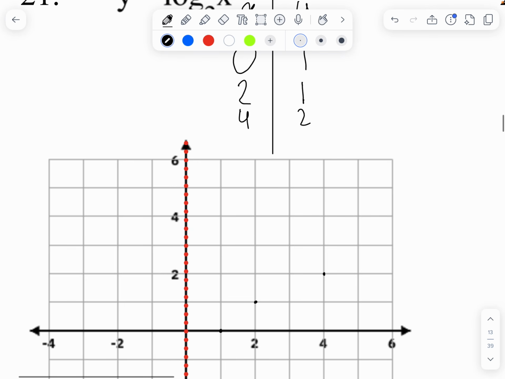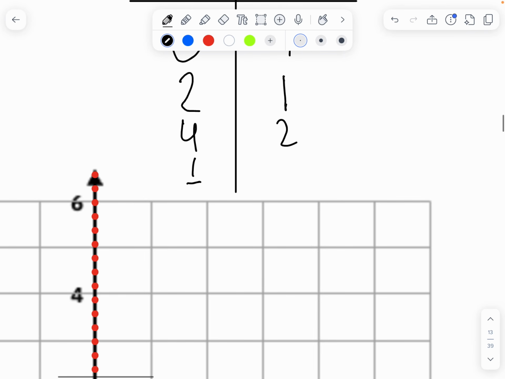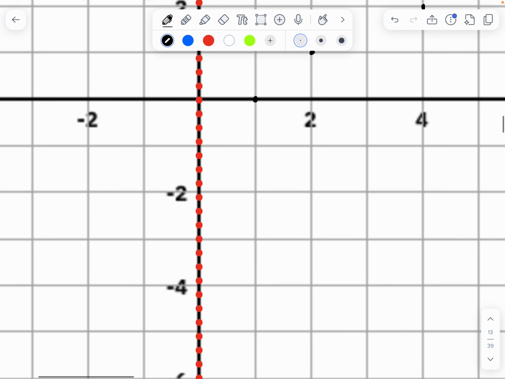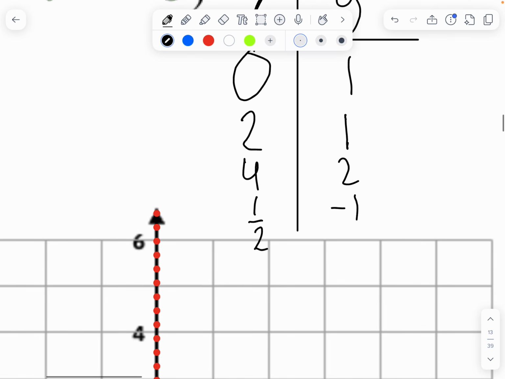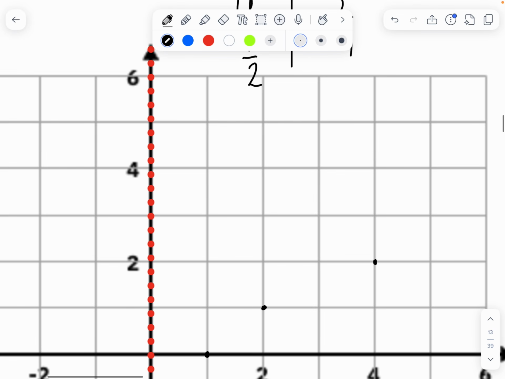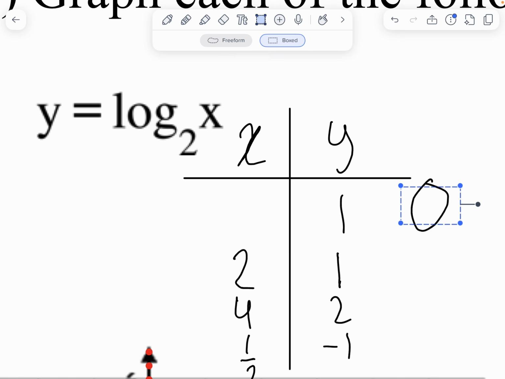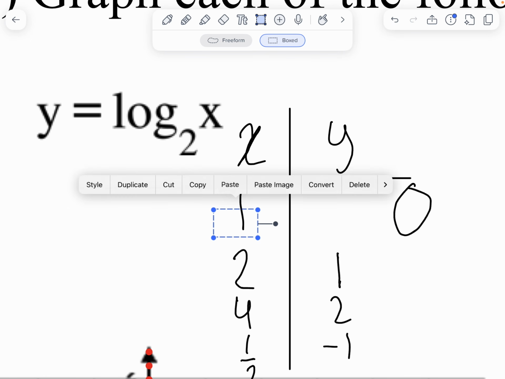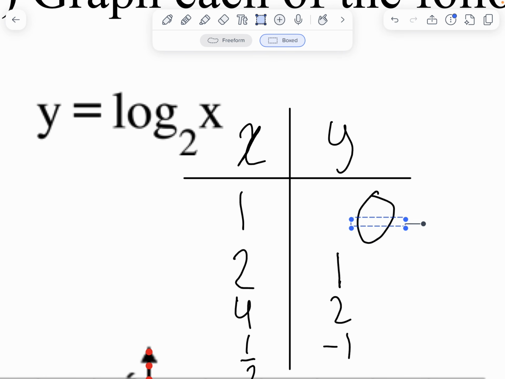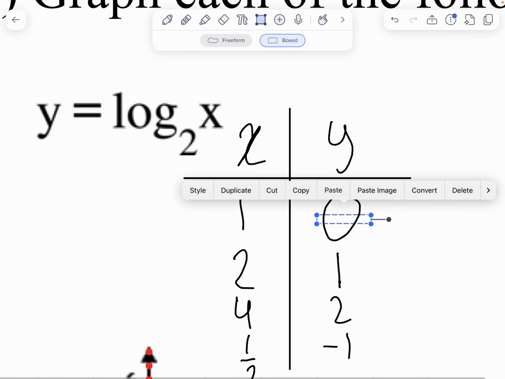And now let's plug in 1/2. So we'd get -1. Oh, these values should be swapped. That's what I was concerned about. If we plugged in 1, we'd get 0. Sorry.